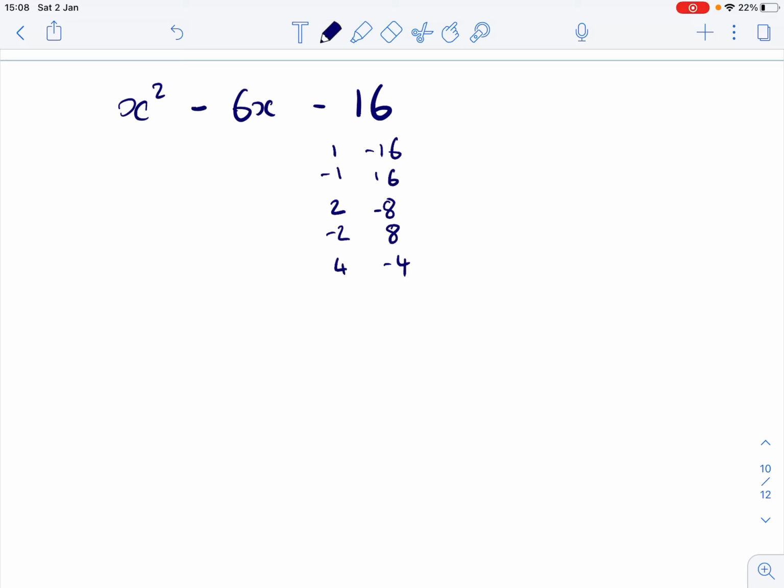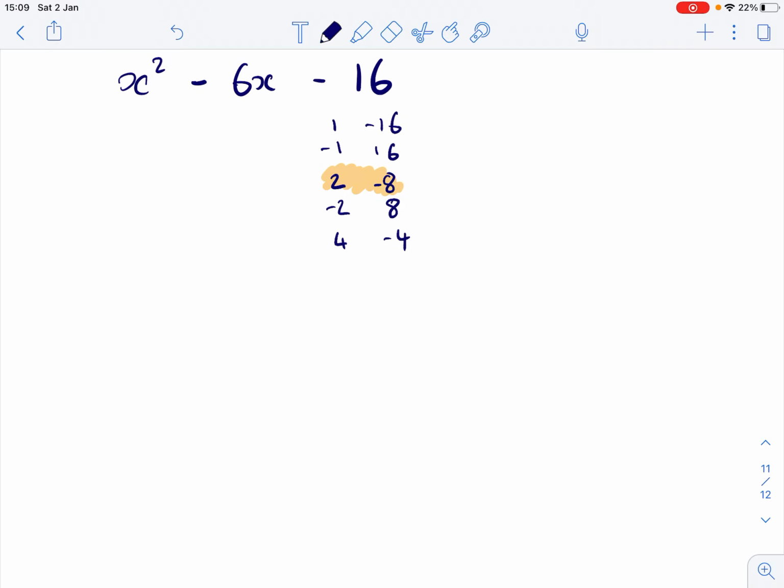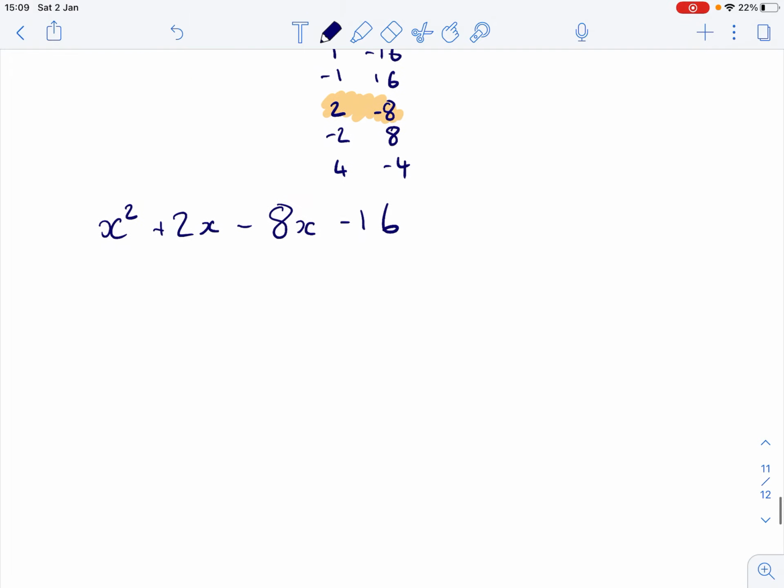Okay, and again, we're looking for a combination of these which will sum to minus 6, so I can rewrite this as a combination of two of these. Can you see it? Yeah, it's this one here, 2 and minus 8. Okay, so I'm going to rewrite this as x squared plus 2x minus 8x minus 16. And again, take a common factor out of each side. So this is x plus 2.